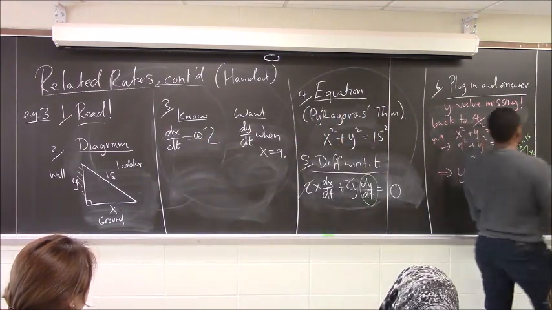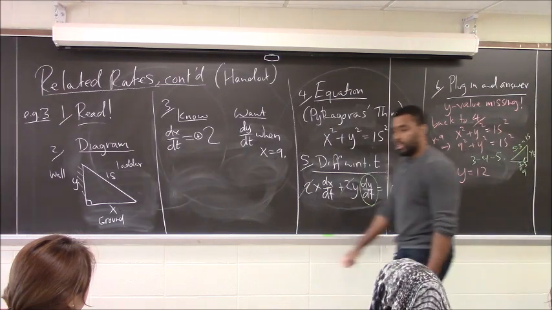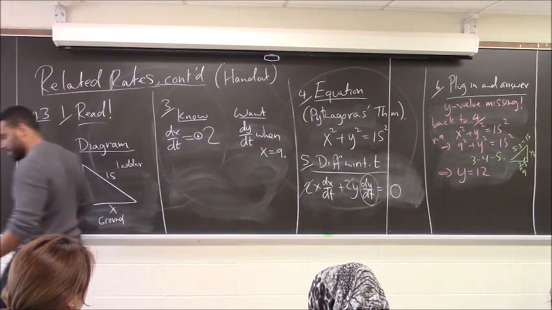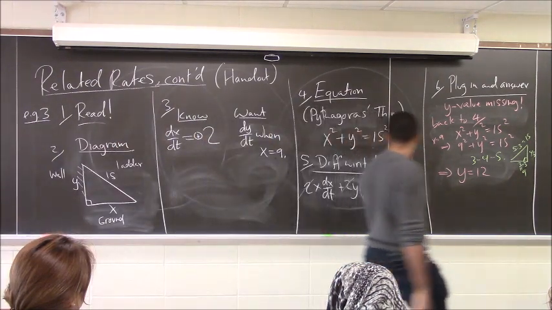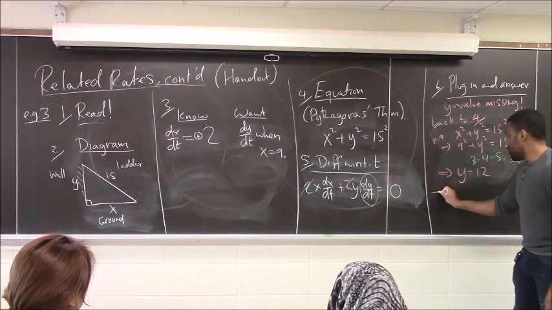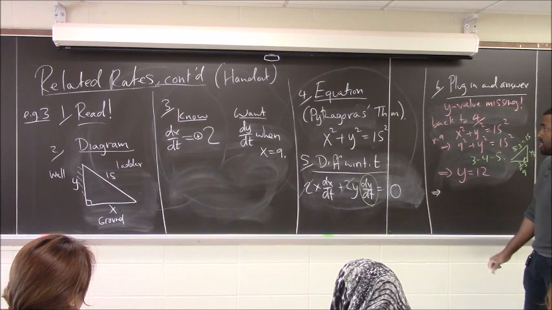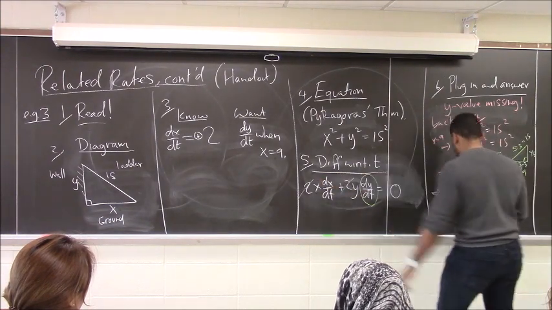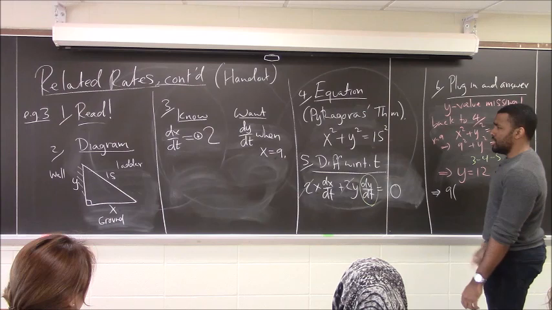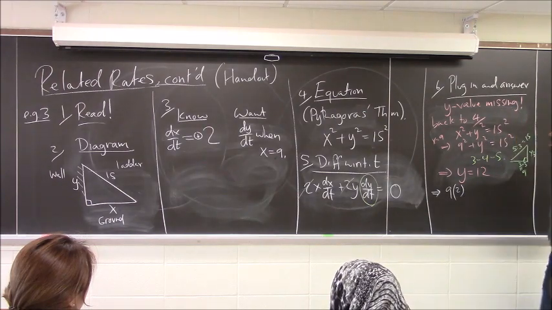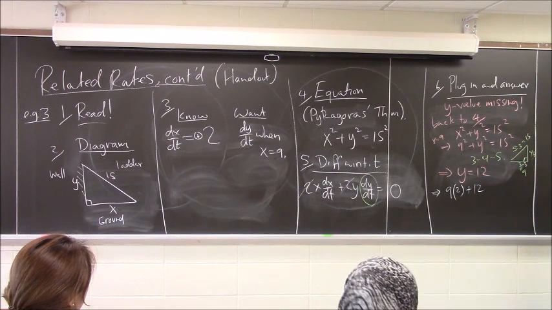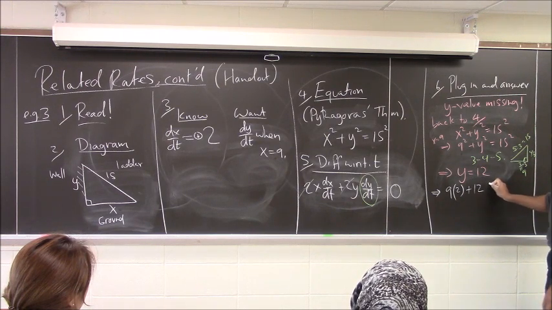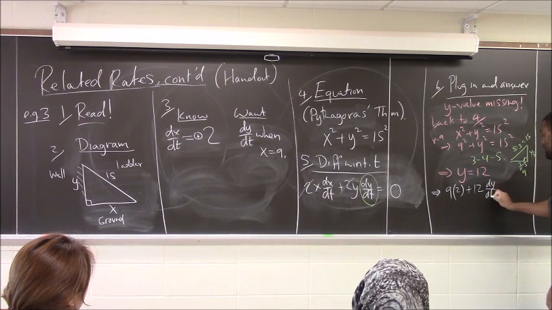Now I have all the information at hand. Had a little hiccup there, but we know how to deal with that hiccup because Javon told us how to deal with the hiccup. So now we can go back and plug in. We get x is equal to 9, dx/dt is equal to 2, our y we now know is equal to 12, and our dy/dt we don't know. That's actually what we want to find.